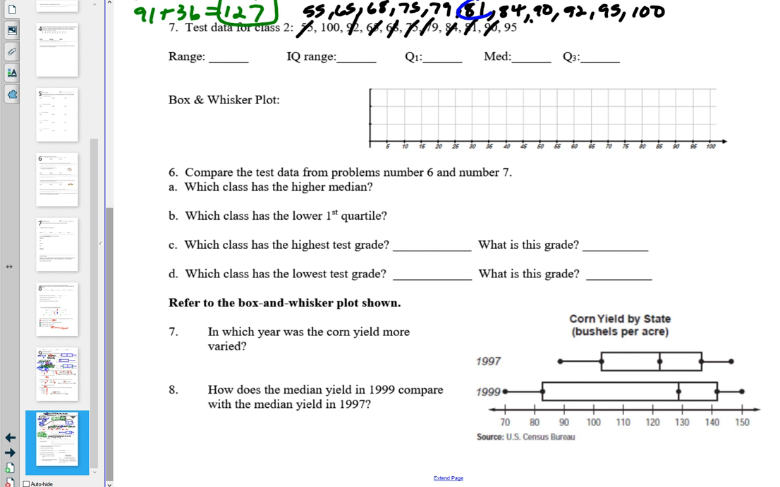That's going to be 81. And then 68 and 92 are the quartiles. So 68, 81, 92. Interquartile range is 92 minus 68, which is 24. Total range is 100 minus 55, which is 45.